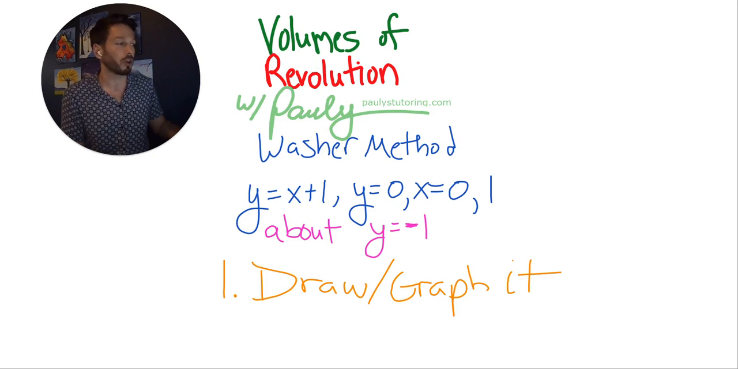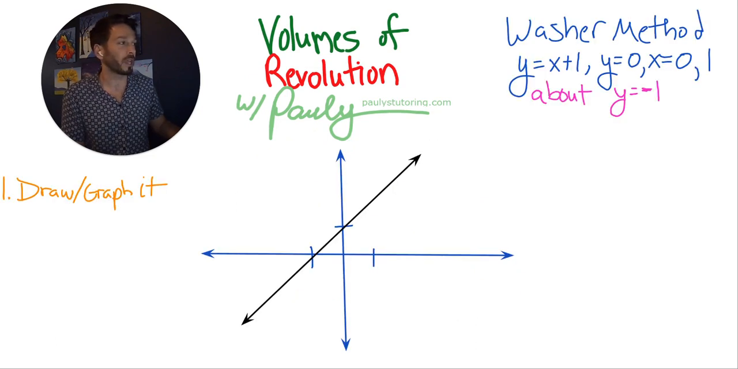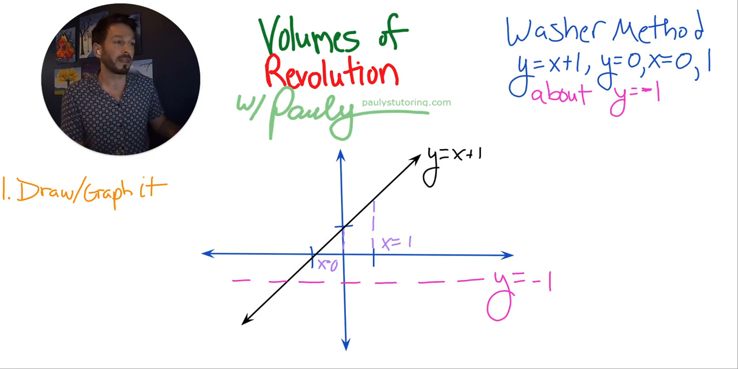First thing you have to do is draw and graph it. So there's our curve y equals x plus 1. There's our axis of revolution y equals -1. There are our x bounds, x equals 0 and x equals 1. And there's the region that we are revolving.